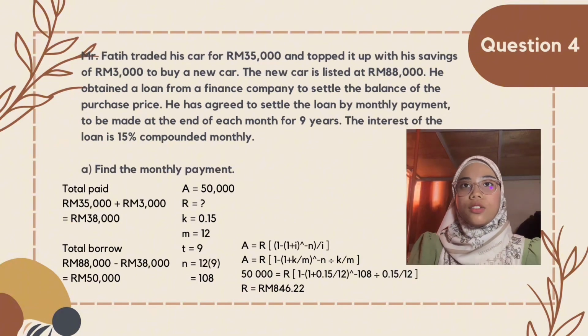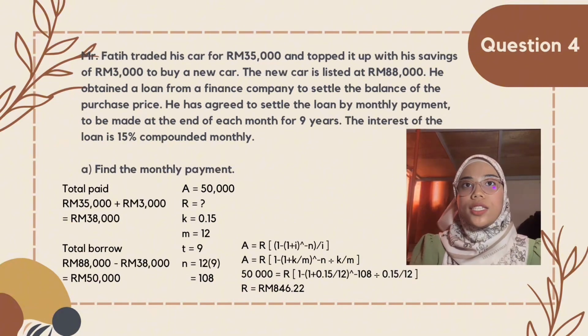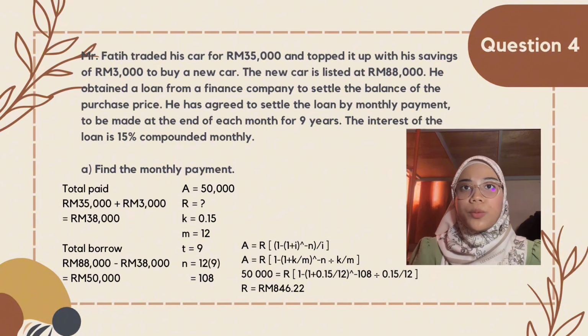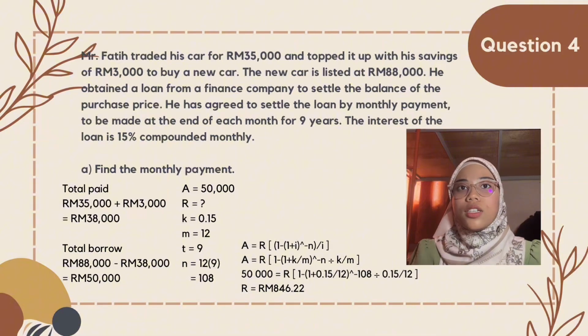Question 4. Mr. Father trades in his car for 35,000 ringgit and tops it up with his savings of 3,000 ringgit to buy a new car. The new car is listed at 88,000 ringgit. He obtained a loan from a finance company to settle the balance of the purchase price. He has agreed to settle the loan by monthly payments made at the end of each month for 9 years. The interest of the loan is 15% compounded monthly. A. Find the monthly payment.